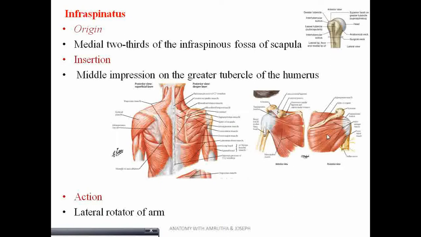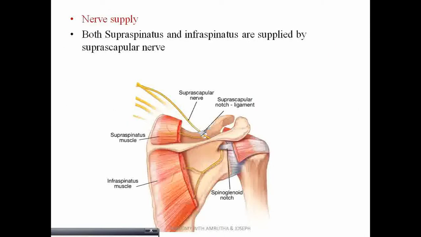Since the muscle is covering the shoulder joint from behind, it can act on the shoulder joint by rotating it laterally. Nerve supply: supraspinatus and infraspinatus are supplied by the suprascapular nerve. The suprascapular nerve comes from the brachial plexus. It passes through the suprascapular notch, which is below the ligament, and then supplies the supraspinatus muscle. It passes through the spinoglenoid notch, then it supplies the infraspinatus muscle.